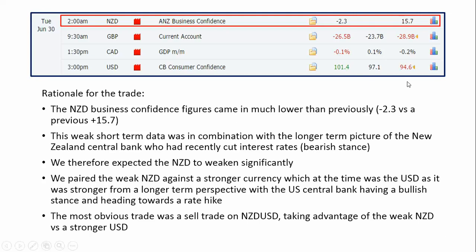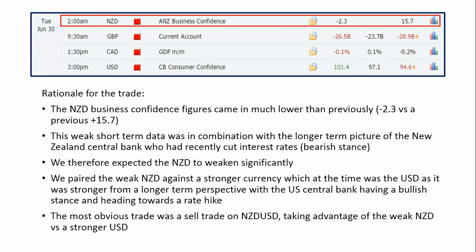Now, in this case, we didn't actually have an expected figure. Where you don't have an expected figure, we can just use the previous, which essentially becomes our expected figure. So previously it was 15.7, so good confidence in the business sector, which is obviously good for the Kiwi dollar. But it dropped off significantly this month to minus 2.3. So business confidence was suffering, which is obviously going to have a detrimental impact on the economic picture in New Zealand, which will have a knock-on effect to weaken the New Zealand dollar. So that figure came in much, much worse than previous, stroke expected.